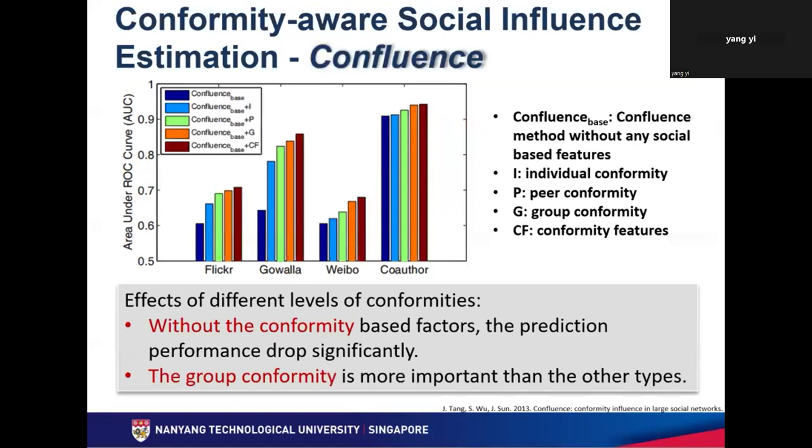And it also constructs some kind of ablation study to test whether we consider only individual conformity or peer conformity or consider all three conformity together. And of course, putting all three kinds of conformity together shows the best performance. But among all three different conformity, the group conformity is more important than the others.